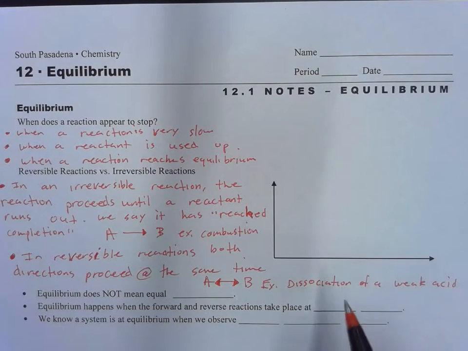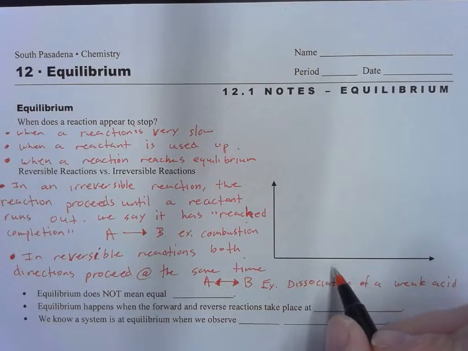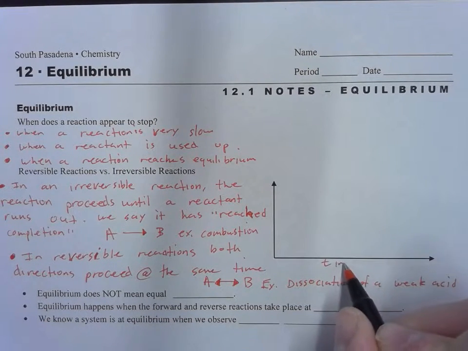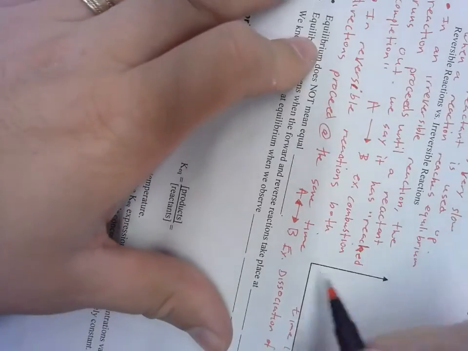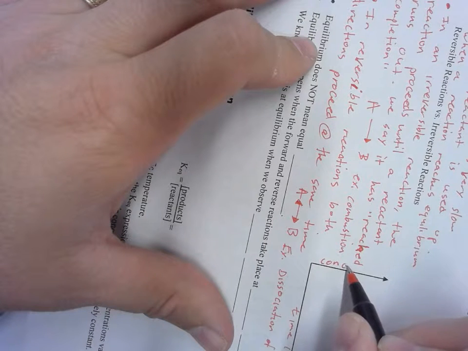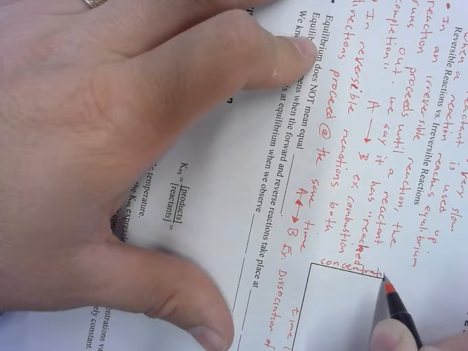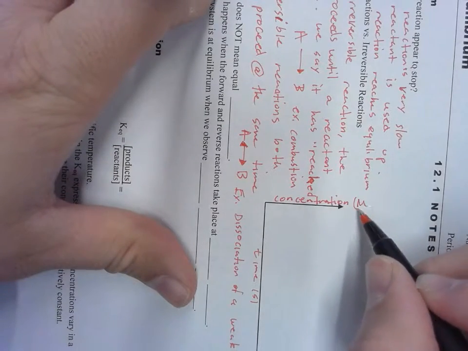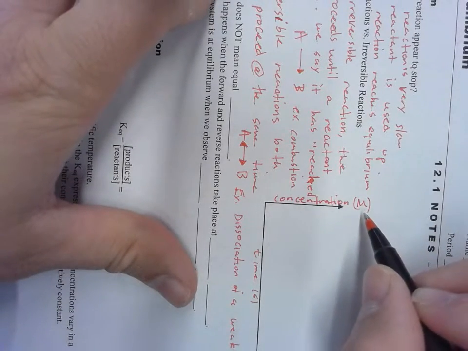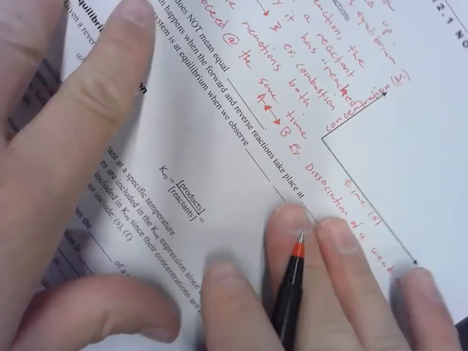Let's just call it the dissociation of a weak acid, and let's graph what an equilibrium will look like as a function of time. Time is on our x-axis in seconds, and on our y-axis we have concentration in molarity, big M. So concentration, molarity, versus time. Let's see what that looks like.